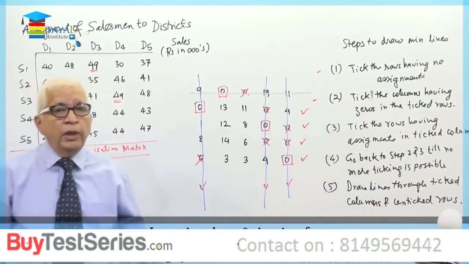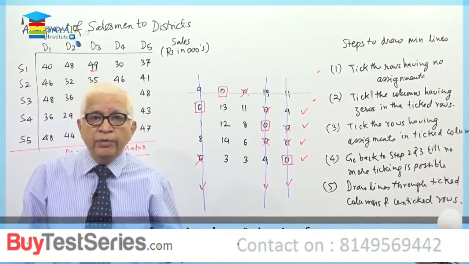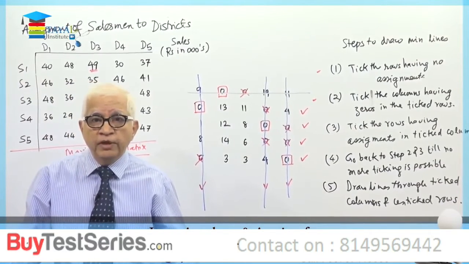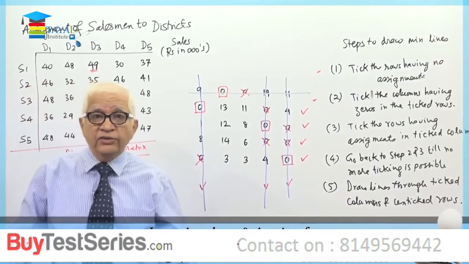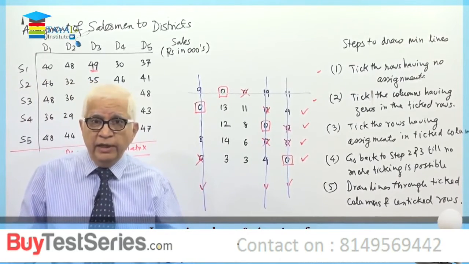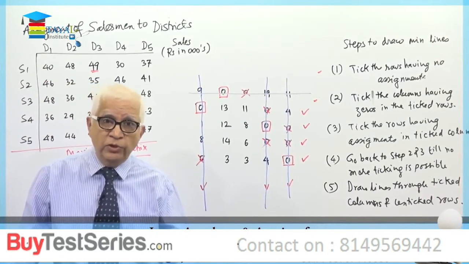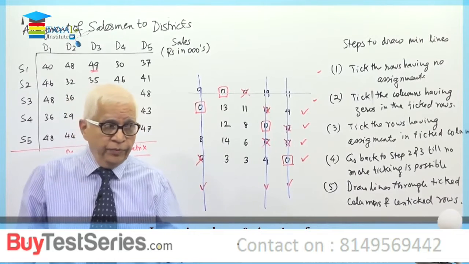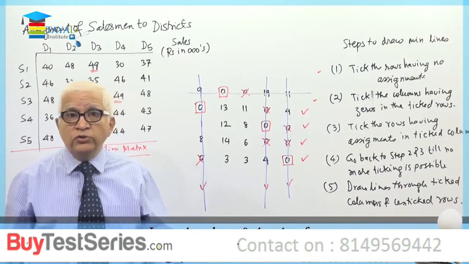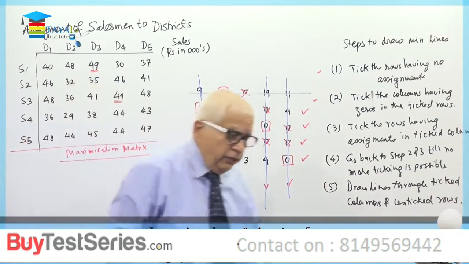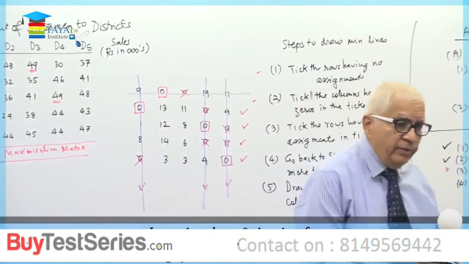What do you see? Have we got a line passing through each and every zero? Yes. All the zeros in the matrix are cancelled by one line, either vertical or horizontal. Sometimes it could be 2, one vertical and one horizontal. So this is the new matrix. How many lines did we require to cancel all the zeros? Only 4 lines. It will always be less than the size of the matrix.